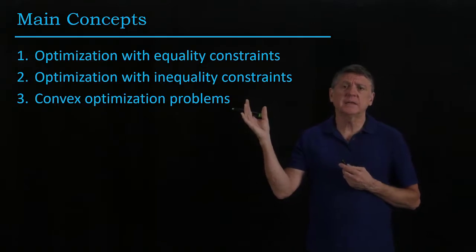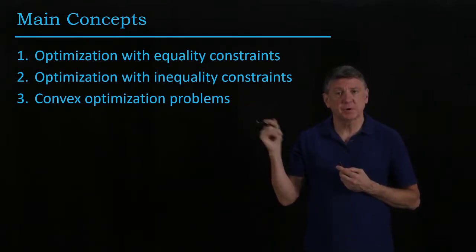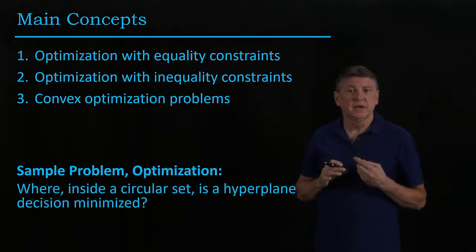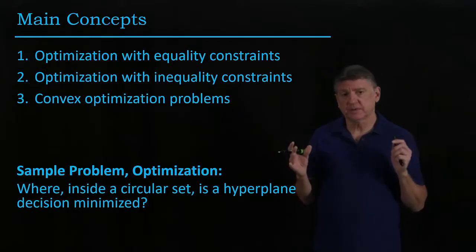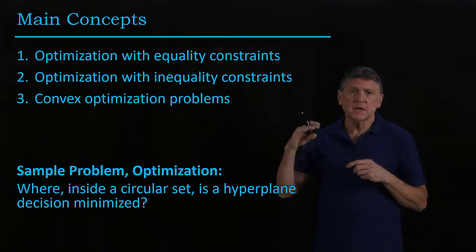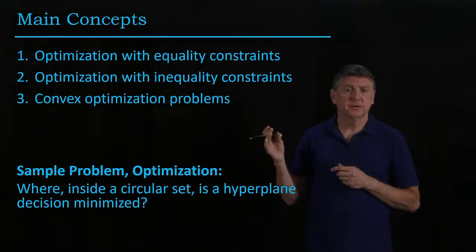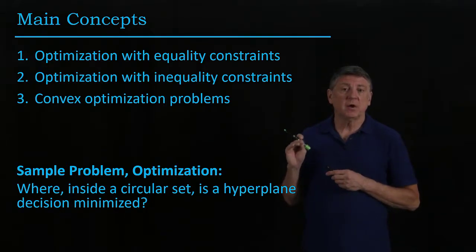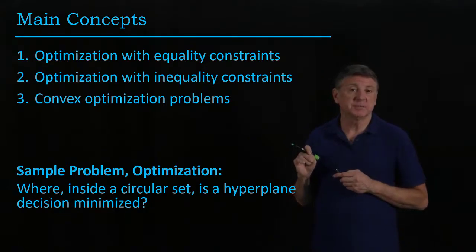In this course, we're mainly interested in convex optimization problems. A sample problem that we can keep in mind through this lecture is, suppose we're given a circular set or some other convex set, and we're given a hyperplane. Instead of asking whether a vector is on one side of a hyperplane or another, we could say, where on that hyperplane is a decision minimized?